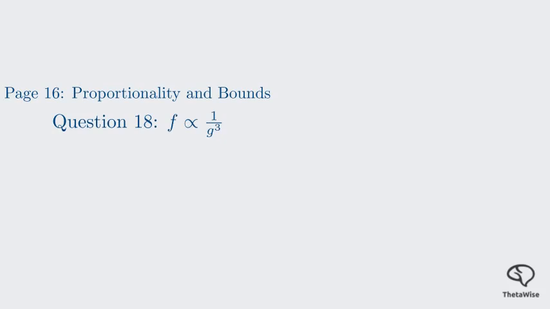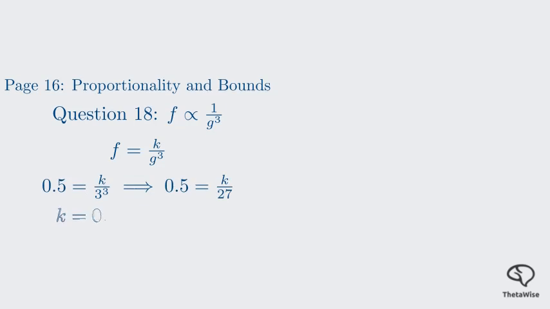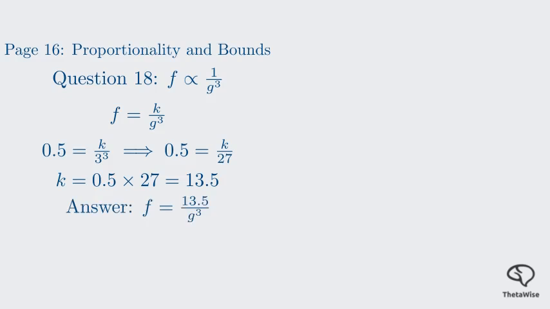We are now on page 16, dealing with proportionality and bounds. Question 18. F is inversely proportional to the cube of g. In part A, we translate this relationship into an equation. Inversely proportional means we use a constant k divided by the variable. We are given that when f equals 0.5, g is 3. Let's substitute these to find k. K equals 0.5 times 27, which is 13.5. So, the equation is f equals 13.5 over g cubed.